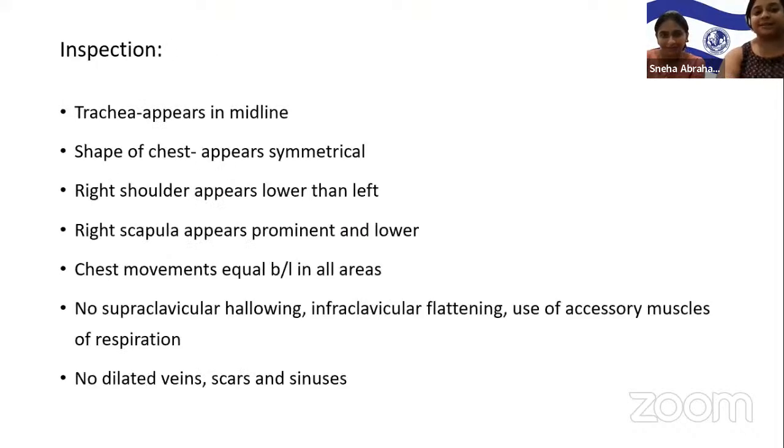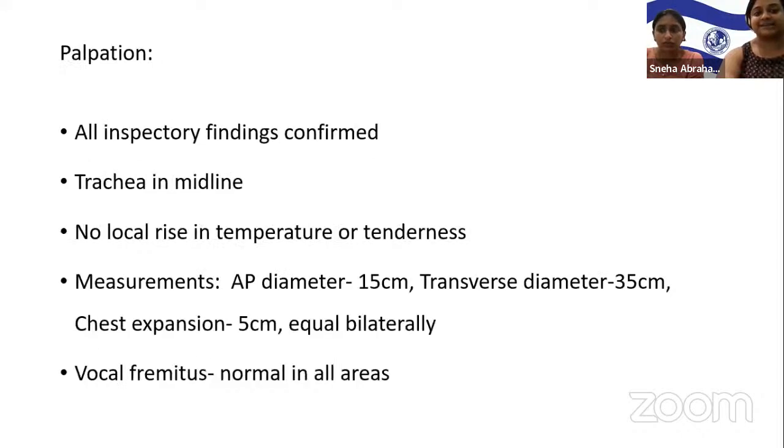The lower respiratory tract: the trachea appeared to be in the midline. The shape of the chest was symmetrical. The right shoulder was lower than the left. The right scapula was more prominent and lower. The chest movements were equal bilaterally in all the areas. There was no supraclavicular hollowing, infraclavicular flattening, or use of any accessory muscles of respiration. There were no dilated veins, scars, and sinuses.